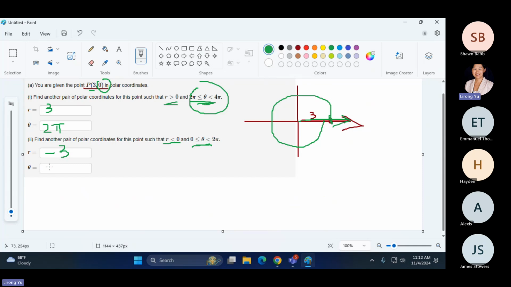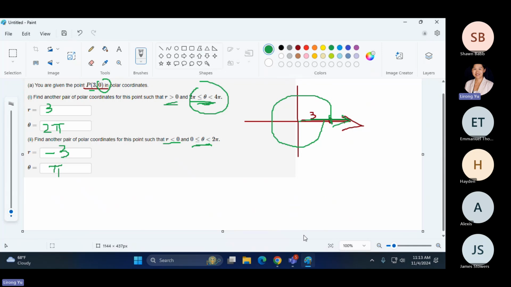So the angle here will be 1 pi. Basically, if you do not change your radius, then you can change your angle by 2 pi. You can add 2 pi or minus 2 pi because 2 pi is a revolution. That means you turn all the way back to the same direction. So that's 2 pi, when you do not change your radius.